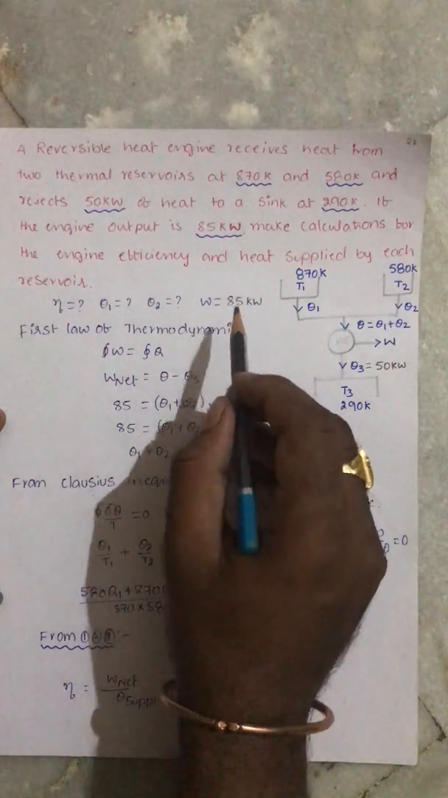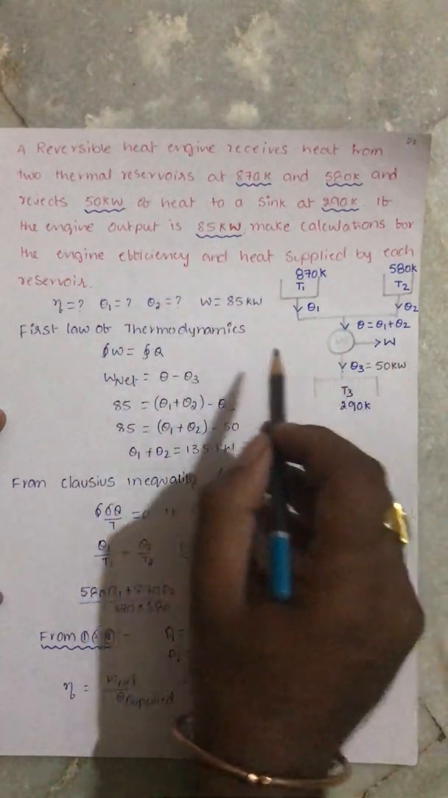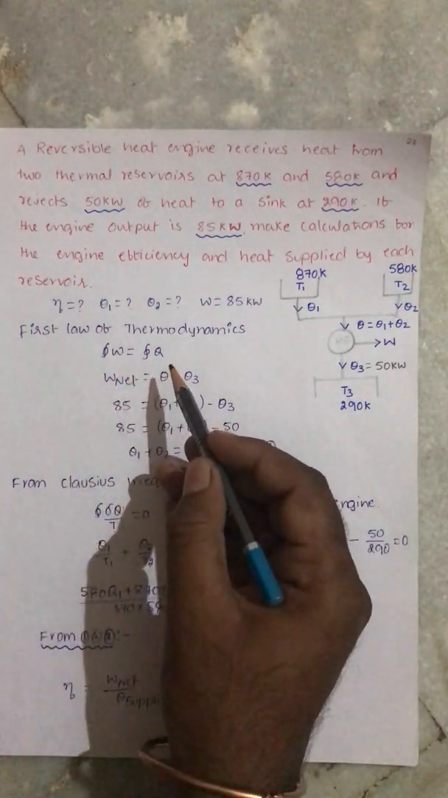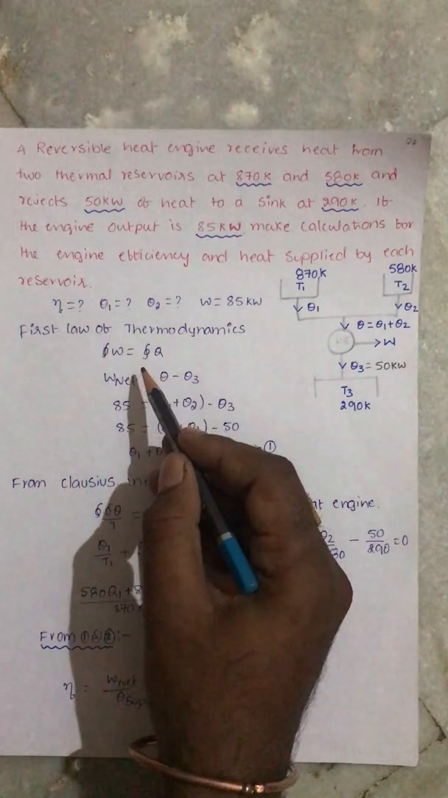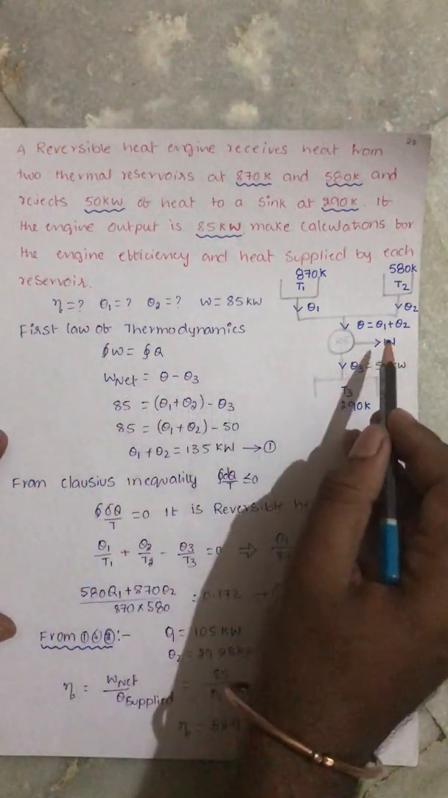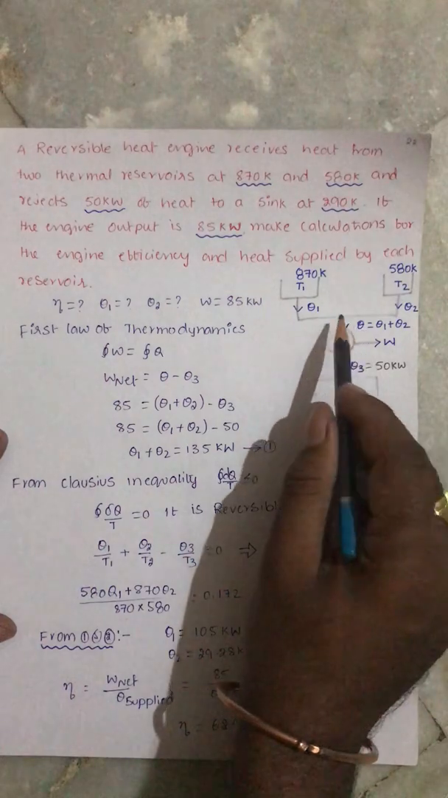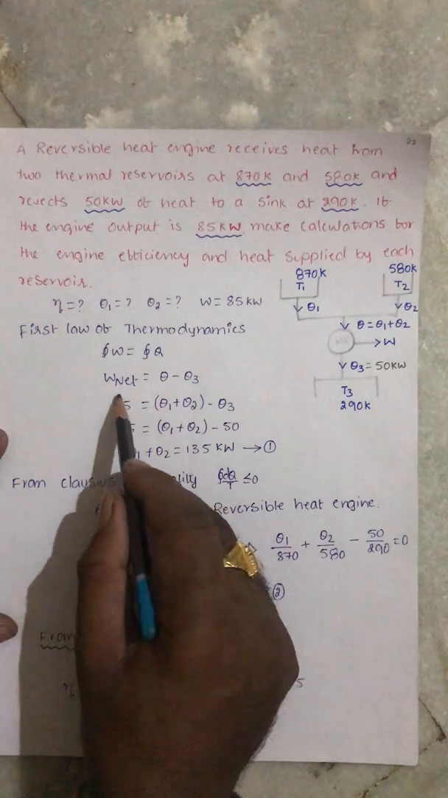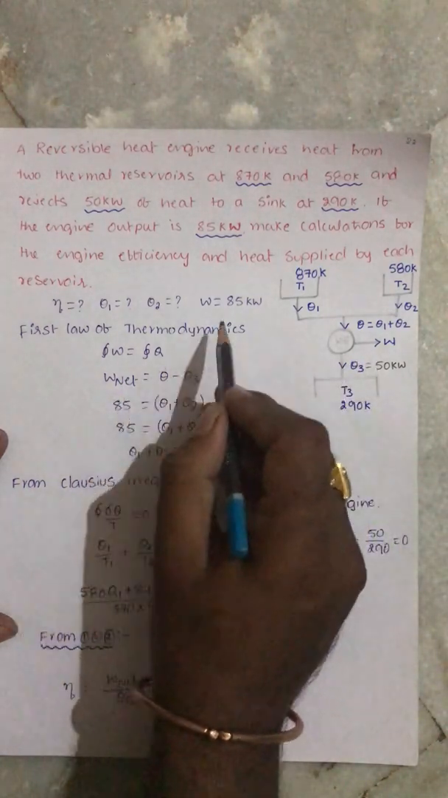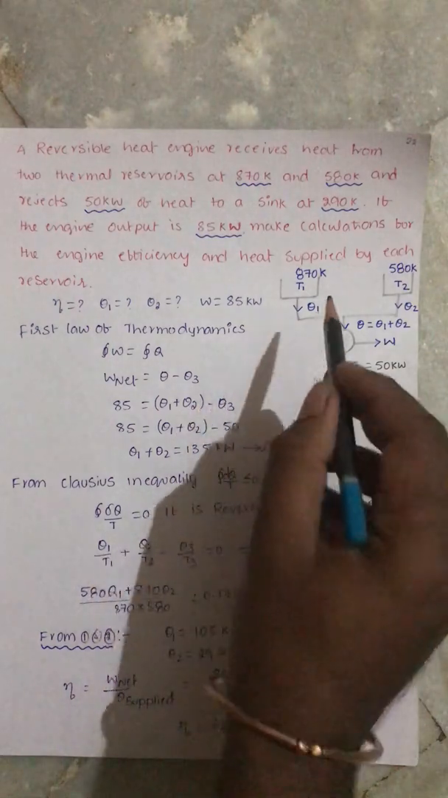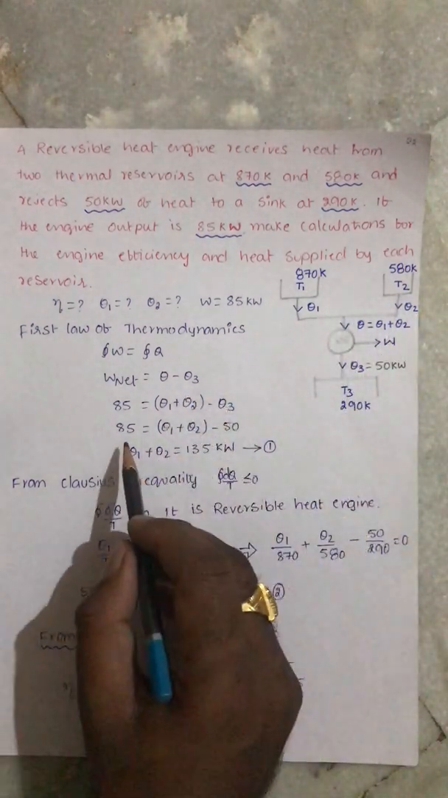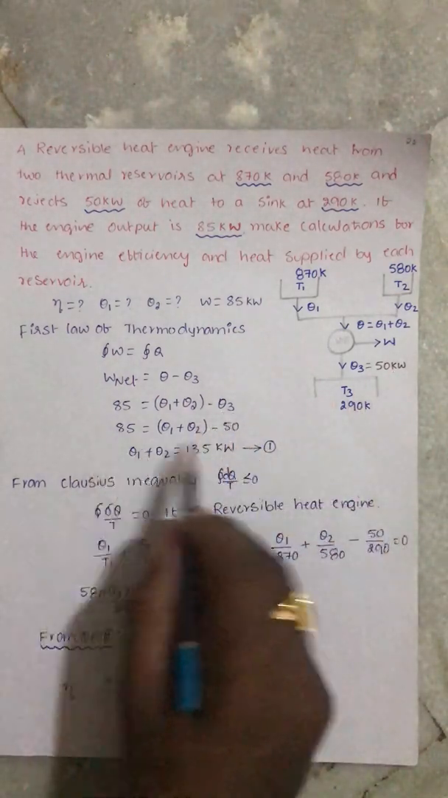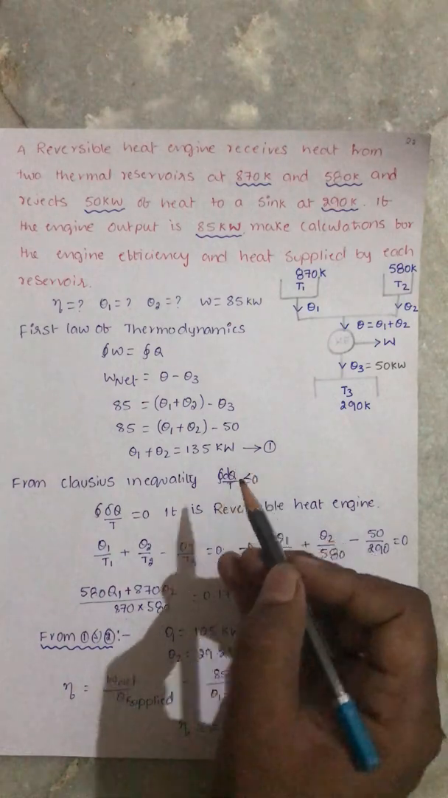The work output is given as 85 kilowatt, and the heat rejected Q3 is 50 kilowatt. Now, the cyclic integral of work transfer is equal to the cyclic integral of heat transfer. This is the first law of thermodynamics. W net is equal to heat supplied minus heat rejected. Heat supplied is Q, and heat rejected is Q3. So 85 is equal to Q1 plus Q2 minus 50. From this, Q1 plus Q2 equals 135 kilowatt.